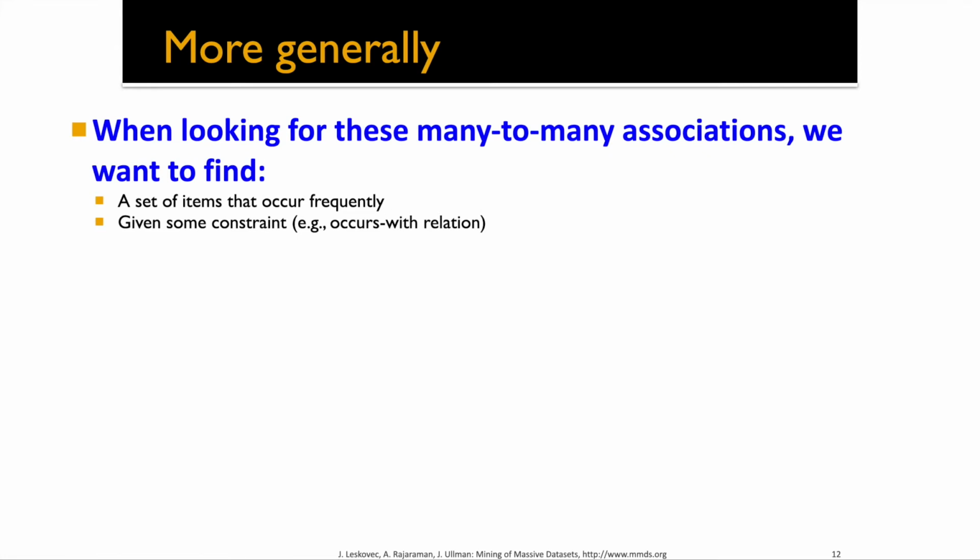And remember, that was one of the requirements that we wanted for the insights that we find with data mining, that they be non-obvious. So looking for these sets of items, these many-to-many associations that have some constraint, i.e. the occurs-with relationship, those are the things that we're looking for. What we are trying to do is identify these frequent item sets, that these sets of many-to-many associations are frequent item sets.